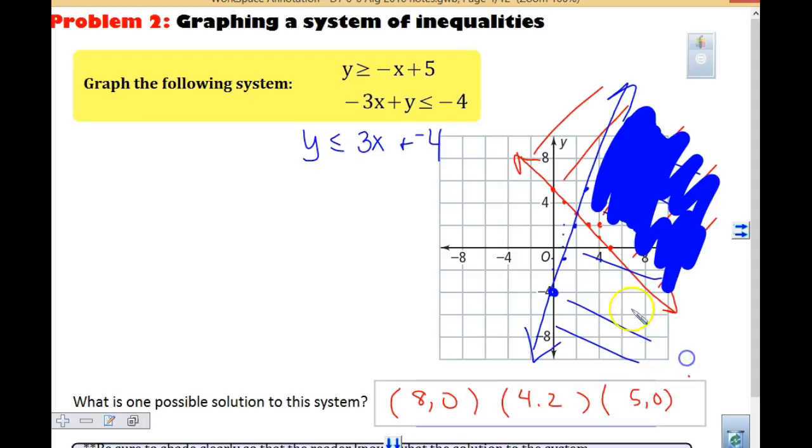And then the other thing is that if I plug these 2 numbers in for my x and my y, they would need to work up here, right? So if I put in 0, it is negative 5 plus 5, yes, that works. If I put 5, 0 in here, negative 15 is definitely less than or equal to negative 4. And if I do the same with each of these, they need to make both of these true, is what we are looking at, okay?